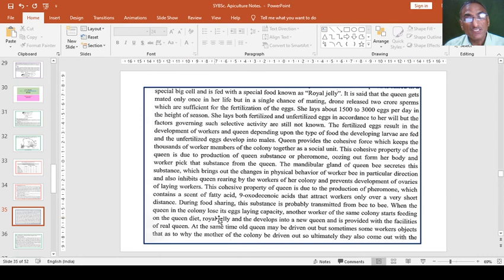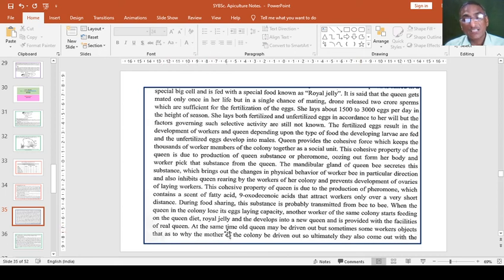When the queen in the colony loses her egg laying capacity, another worker of the same colony starts feeding on the queen diet, royal jelly, and develops into a new queen. So royal jelly is the VIP food, the proteinous food, supplied to the bees which are to be made queen of the colony, and the new queen is provided with the facilities of a real queen.